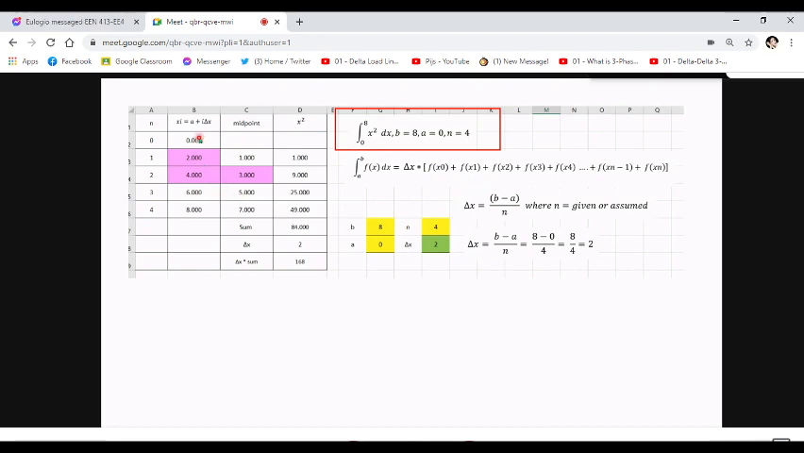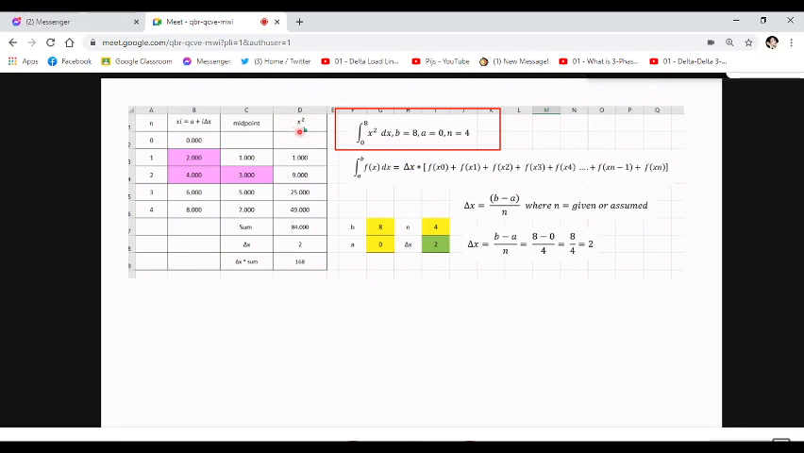Kukunin natin ang midpoint dito, 0 and 2. 0 plus 2 divided by 2 is equal to 1. 2 plus 4 divided by 2 is equal to 3. 4 plus 6 divided by 2 is equal to 5. 6 plus 8 divided by 2 is equal to 7. Okay. Punta tayo doon ulit, kunin ngayon yung x squared.